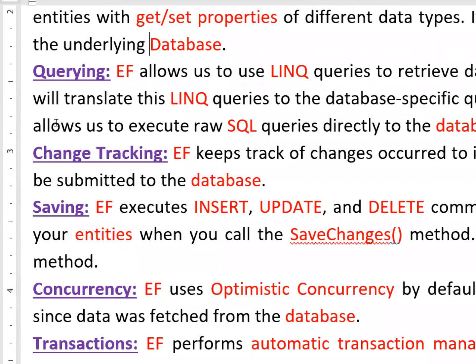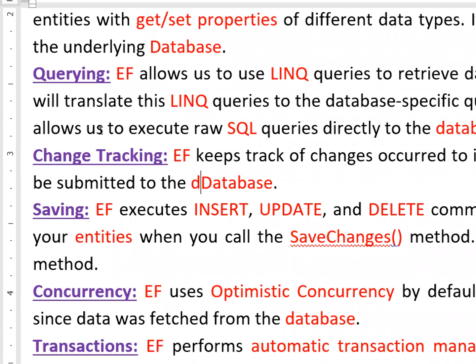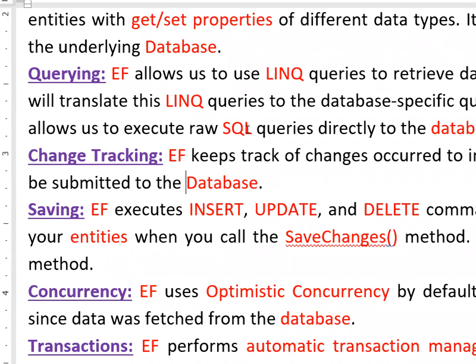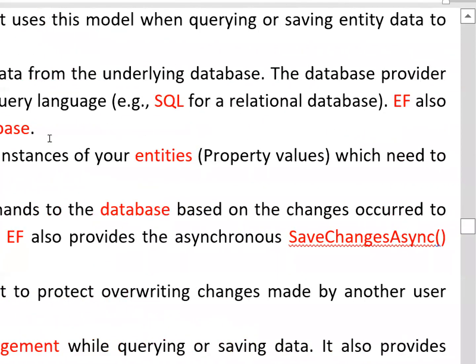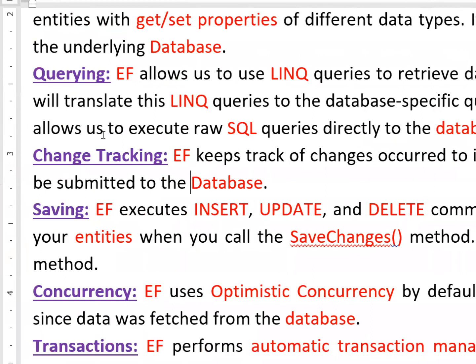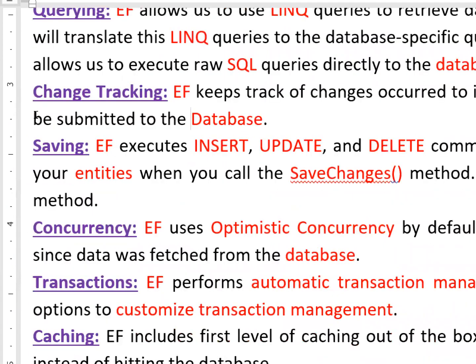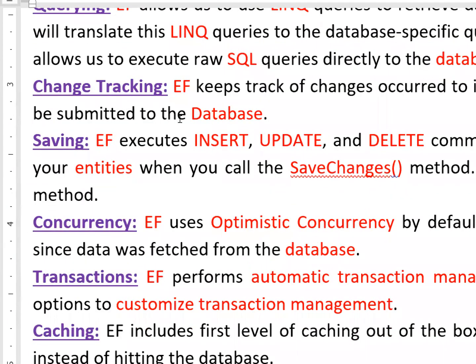What is that? It keeps on tracking the changes that are made on the database data. EF keeps track of changes occurred in instances of your entities which need to be submitted to the database. Means it keeps on monitoring the changes continuously. Saving: save, insert, update, delete, CRUD operations can be done. We called the SubmitChanges method, no. That only is saving. But the method name is changed here to SaveChanges.